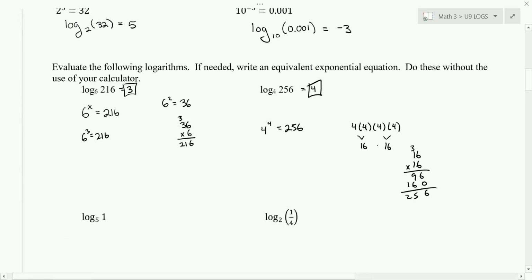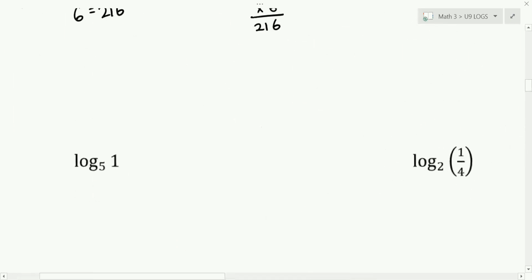Okay. Easier one here. Log base 5 of 1. Braden, we think that answers it. Log base 5 of 1. What do we get? Well, as an exponential form, what's it asking? This is 5 to what power equals 1? This is a question here.